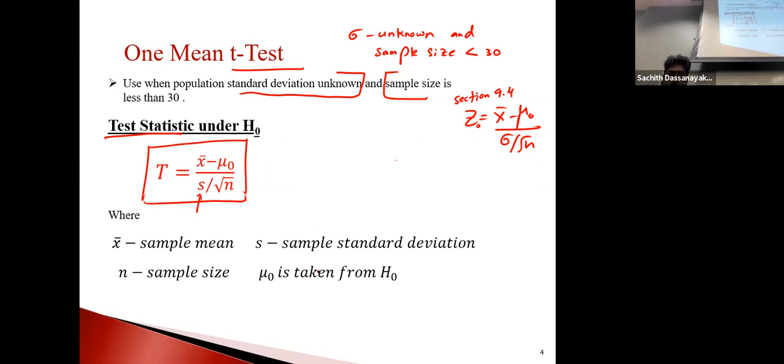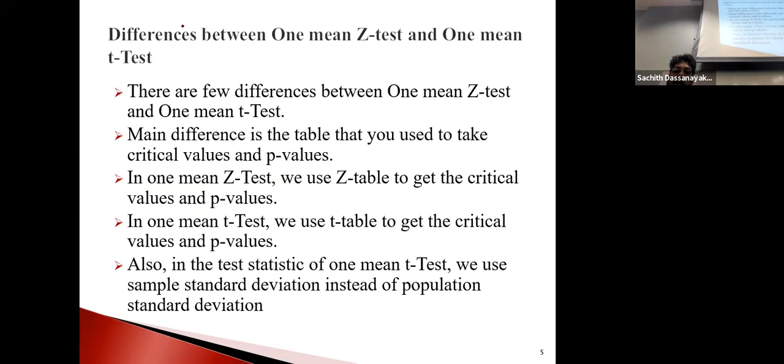Right. So they have mentioned what these are taken from. H naught, mu naught always taken from H naught. S is the sample standard deviation. Don't forget about that. X bar always sample mean, n is the sample size. Right. Difference between Z test and T test. There are not many differences, but you can see here they are very similar. There are a few differences.